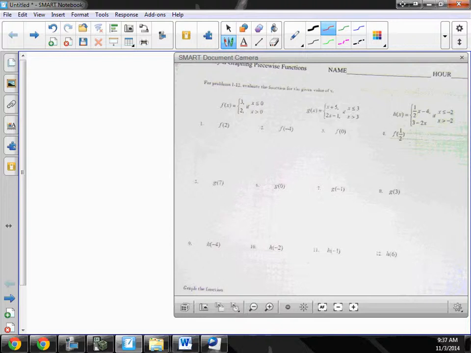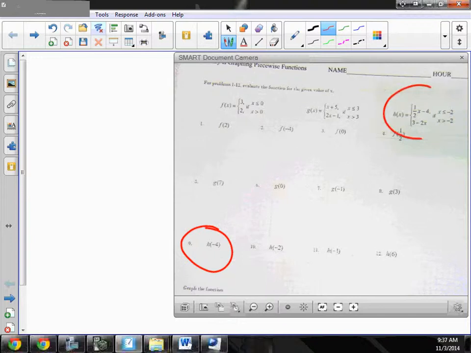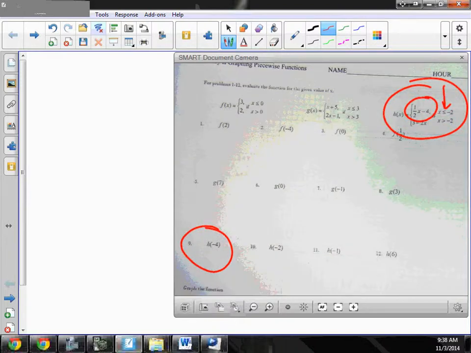So for example, h of negative 4, I need to look at function h, and negative 4 belongs to the first domain, so I would plug negative 4 into the first equation. Does that make sense?